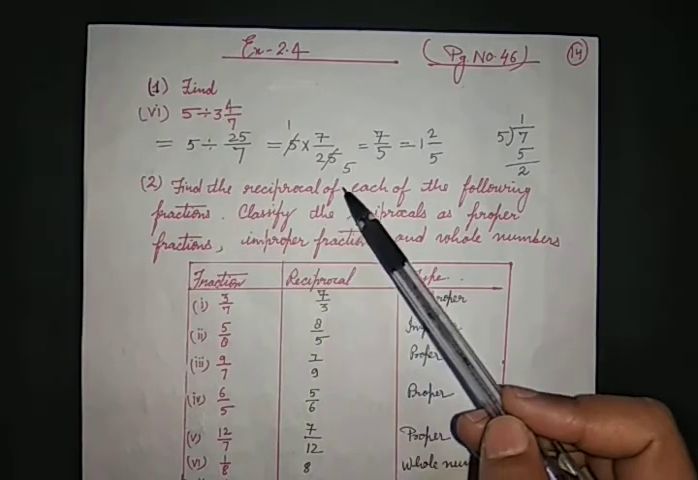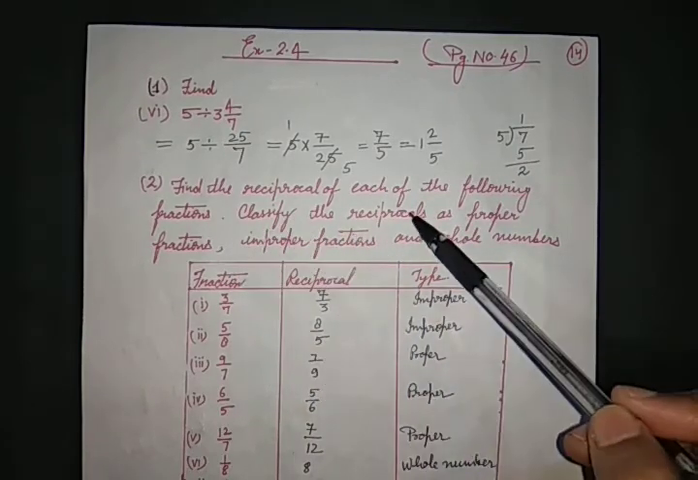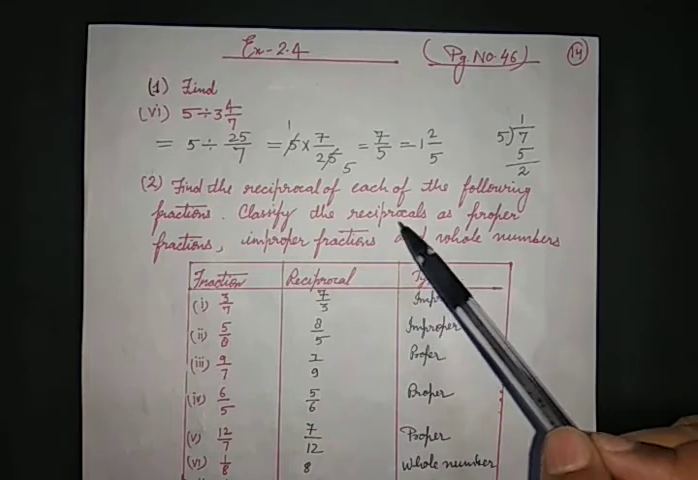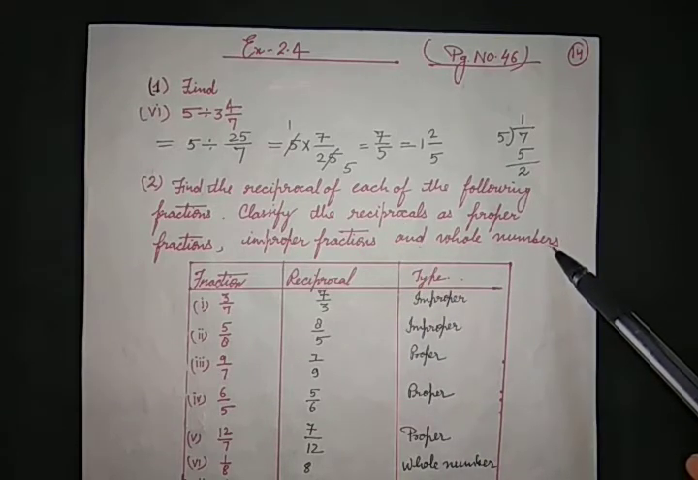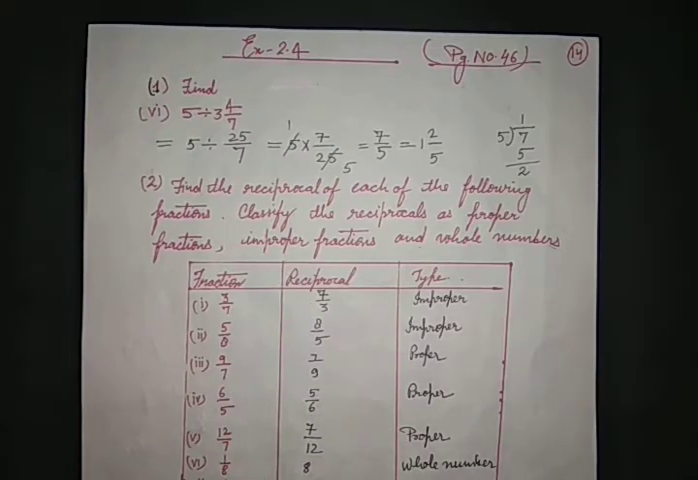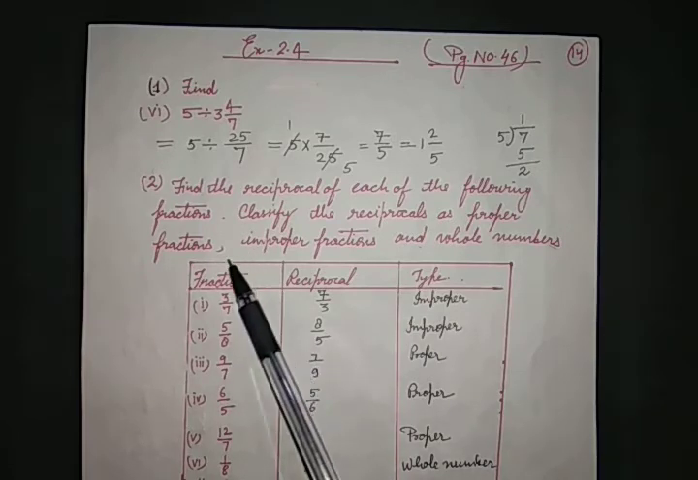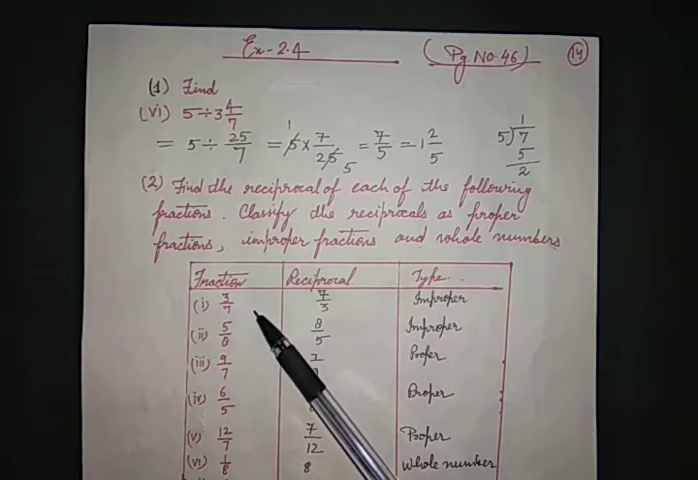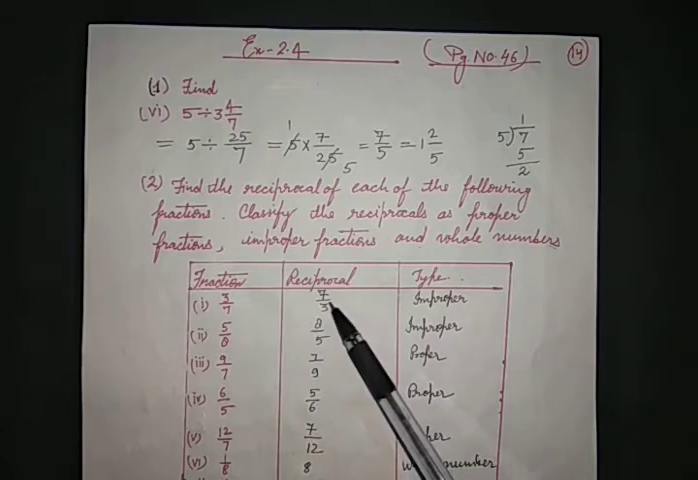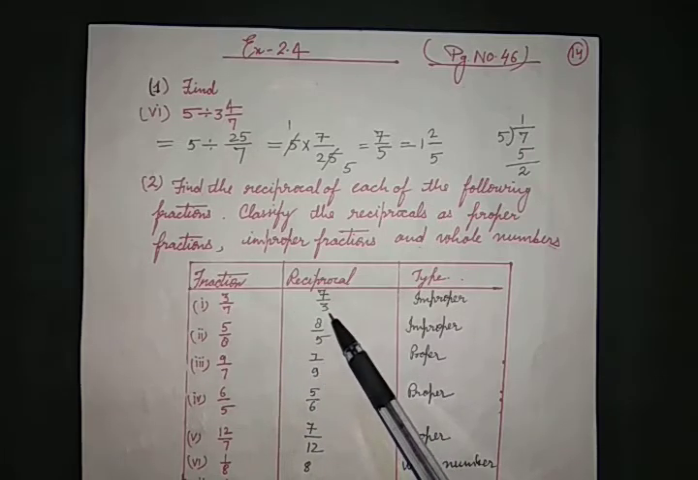Find the reciprocal of each of the following fractions. Classify the reciprocal as proper fractions, improper fractions, and whole numbers. In the first column, I have written the given fractions. And the given fraction is 3 upon 7. And in the next column, I have written the reciprocal of the given number. So the reciprocal of 3 upon 7 is 7 upon 3.